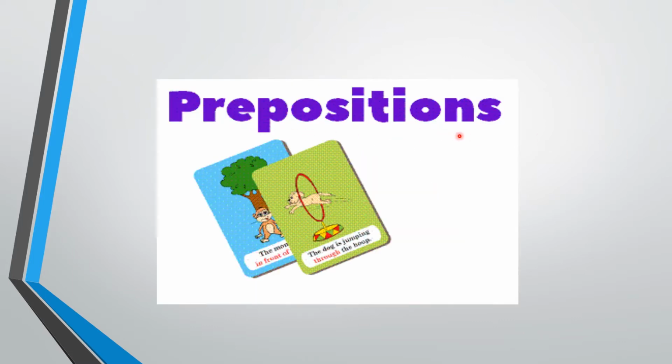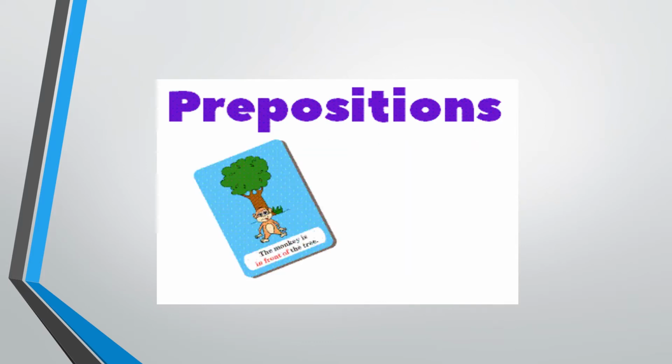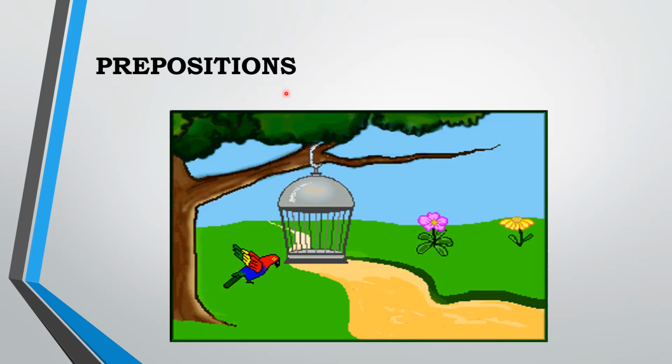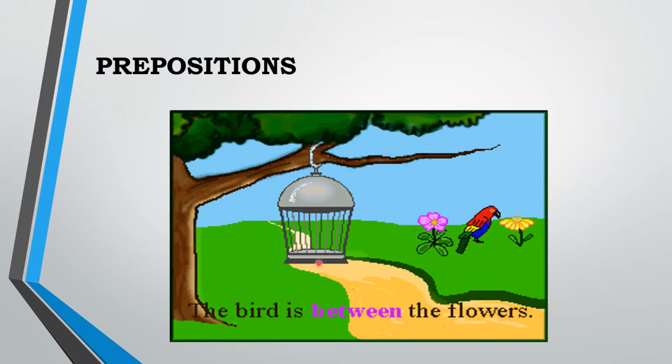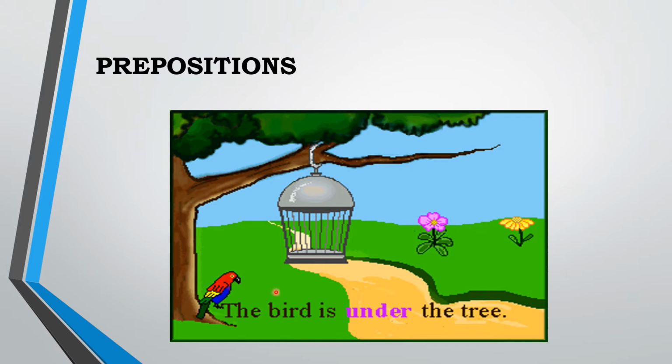Before getting into the topic prepositions, let's see few examples. Where is the bird? Look at the bird. The bird is between the flowers. The bird is on the tree. The bird is in the cage. And the bird is under the tree.